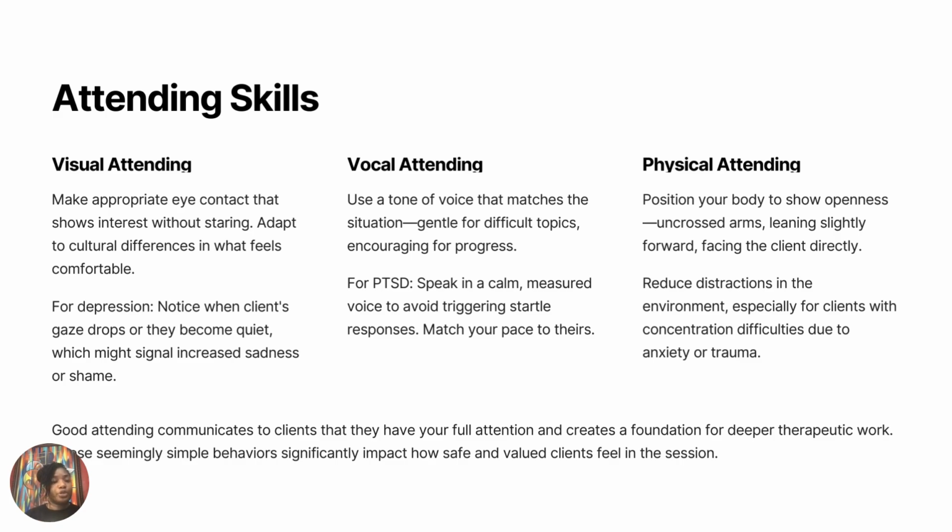You have to also reduce distractions in the environment. If you have a client that has a social phobia and they're looking out the window and they're nervous, it's okay to close the window so you can focus on that client so they can feel safe and heard. And also, when you're dealing with clients that have trauma, speak calmly and in a measured voice. Avoid triggering them or startling them. Match your pace to their pace. And then make appropriate eye contact because it shows interest without staring. And adapt to the cultural differences and what feels comfortable.